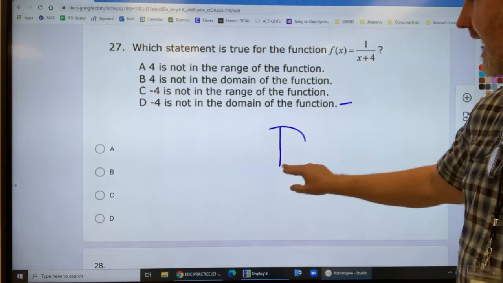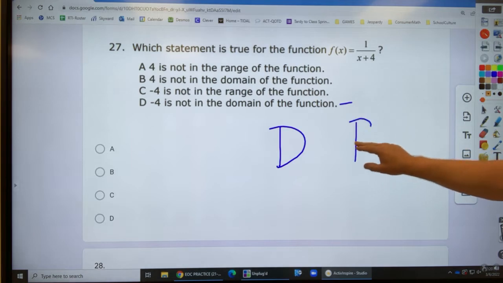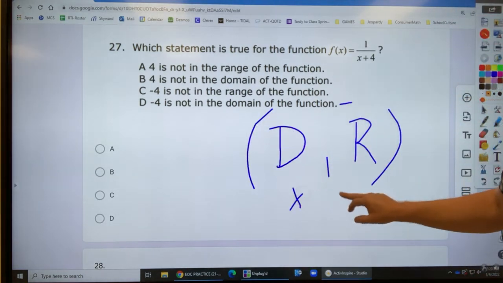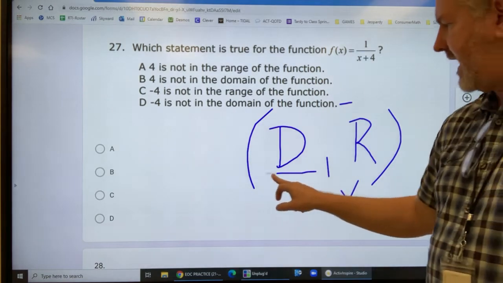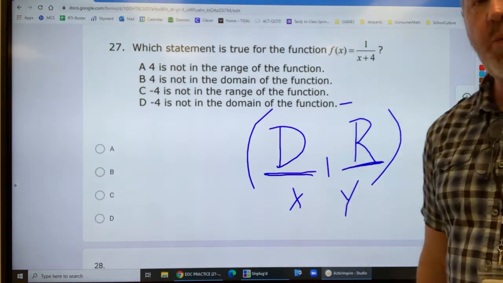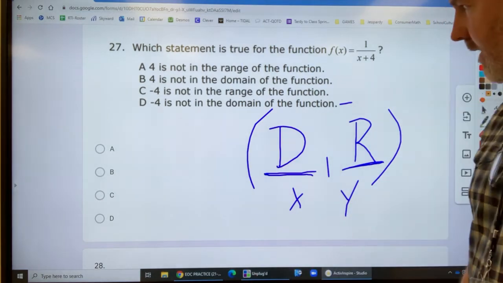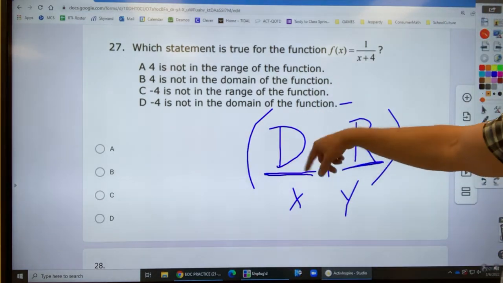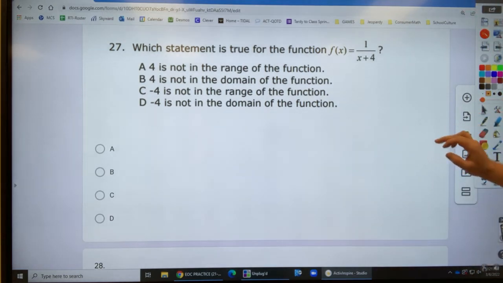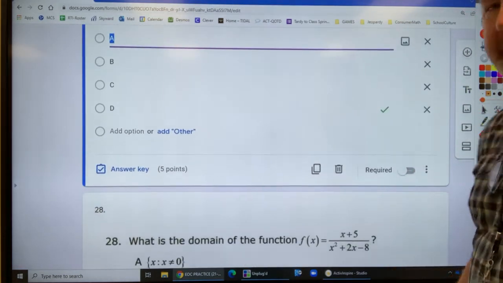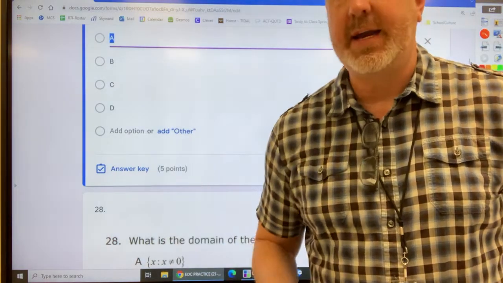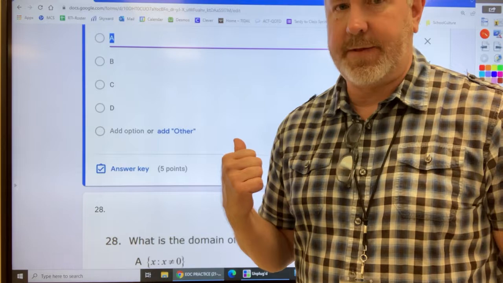Remember, domain and range are in alphabetical order, just like x and y. So you can remember that domain is all of the x values or possible x values, range is all of the possible y values or outputs of the function. So -4 cannot be in the domain, so the answer to that one is D, because that gives us 0 on the bottom. See how that's being used a lot over and over? Undefined, undefined. We're going to see that a lot in this particular one.